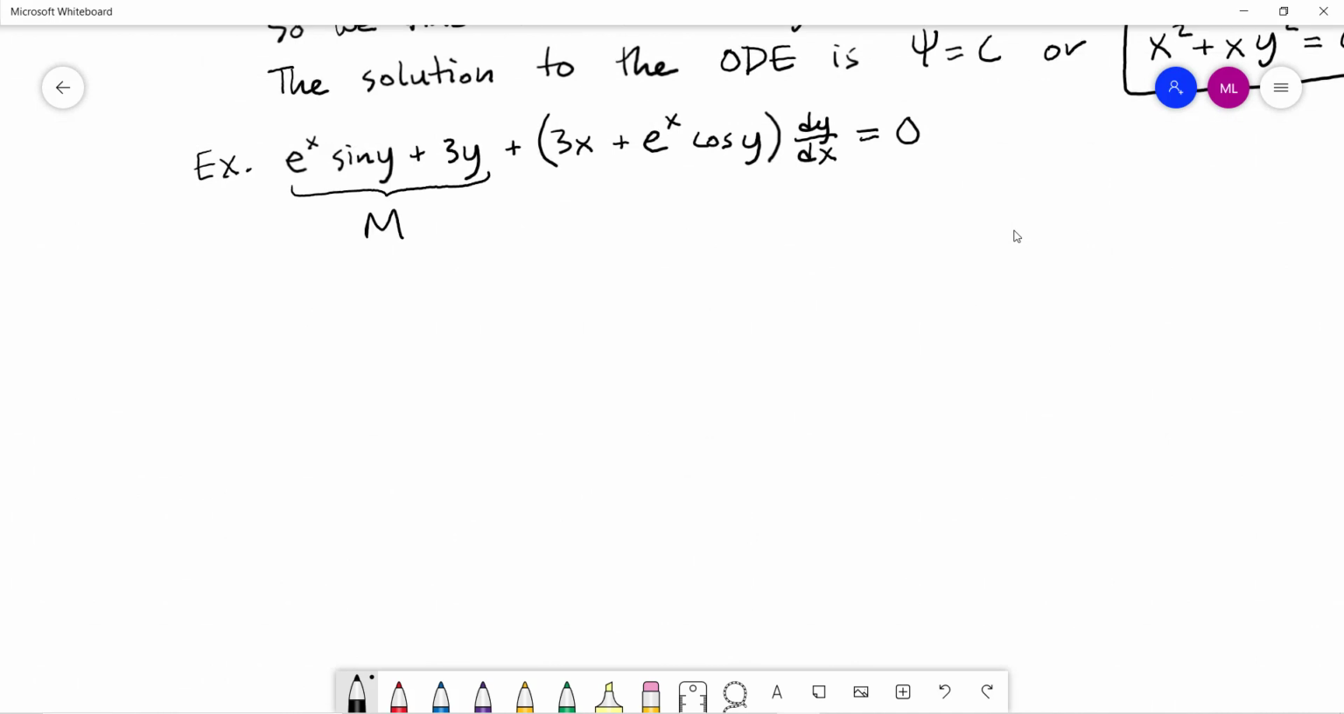That first term is M. The second term, the stuff multiplying dy dx, that is my N. So the first step is to check to see if it's exact.